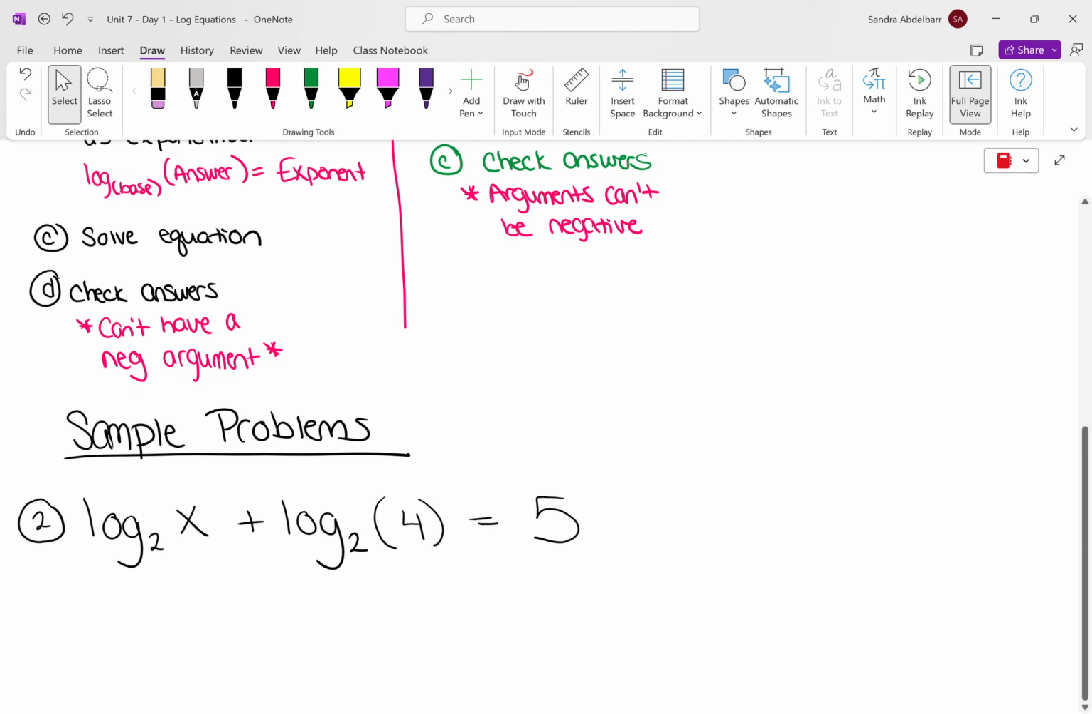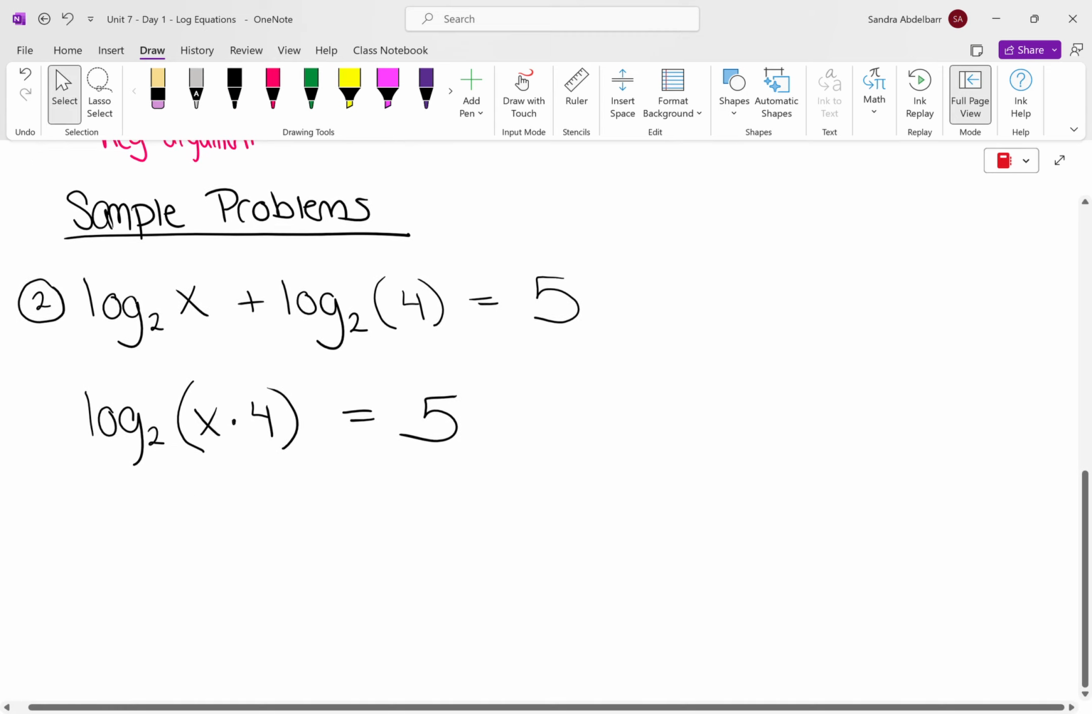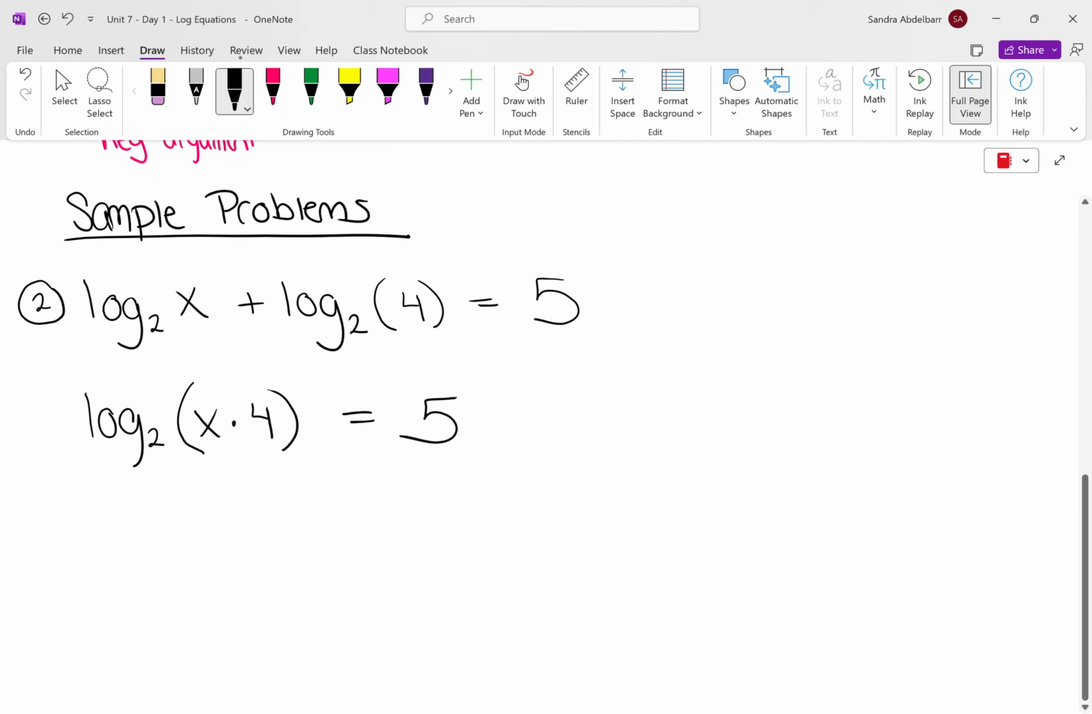So what do we have to do? According to our steps, we have to condense the left side. First we check, do they have the same base? Yes. Since they have the same base, I can now condense it down to 1 log. How do I condense this down to 1 log? Log addition becomes 1 log with multiplication between their arguments. So this is going to be log base 2 of x times 4 equals 5. Well, do we agree x times 4 is 4x? So we're going to have log base 2 of 4x is equal to 5.